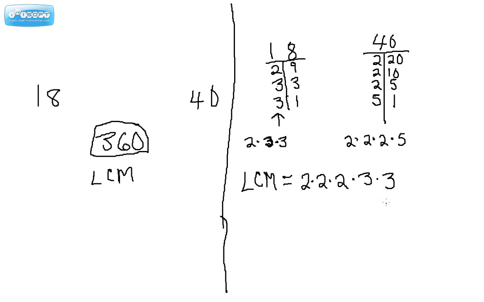And then we also used 5, and the most times 5 was used was only once, and so we'll put 5 here 1 time. And when we multiply these factors together, we end up getting our least common multiple, which is 360.